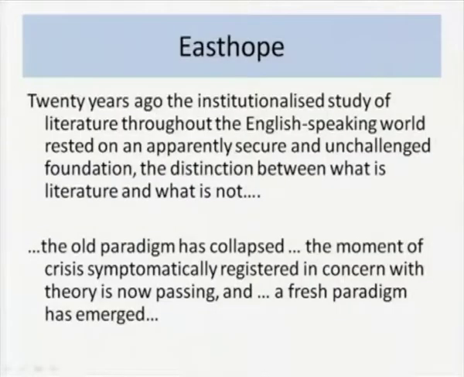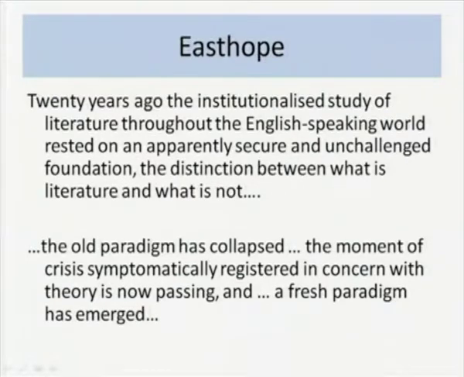20 years ago, the institutionalized study of literature throughout the English speaking world rested on an apparently secure and unchallenged foundation, the distinction between what is literature and what is not. Okay. So, what Easthope is saying here is, English literature right up to 20 years from the present, has enjoyed a certain stability of definition, a stability of canon, of syllabus, for instance, and what he calls a secure and unchallenged foundation, with one of the main determining lines being the distinction, as it says, between what is literature and what is not.